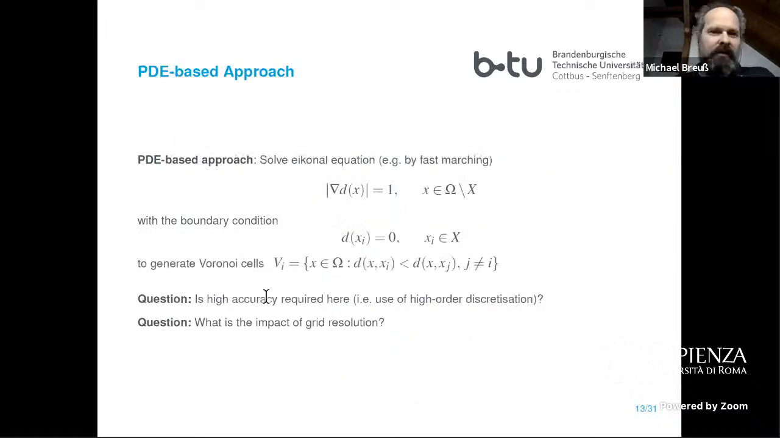So now let's have a look at the PDE-based approach. We have here the Eikonal equation, and what you're doing is you compute the Euclidean distance when the underlying density is constant. So at these underlying nodes, you set the distance, the traveling time, to 0, and then you compute the distances. And you can generate in some ways the Voronoi cells from this. Still, one has to extract the boundary of the Voronoi cells, but you can do it. So everything is solvable, more or less.